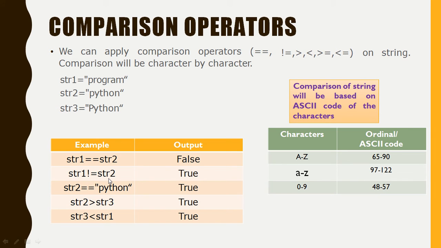Now let us see the examples here. String 1 is equal to string 2: false. If string 1 is not equal to string 2, it is true. Suppose string 2 is equal to "python", it is true, and string 2 greater than string 3 is also true, because the ASCII value of the small p is definitely greater than the ASCII value of capital P. String 3 less than string 2 is also true, because the ASCII value of the capital P is less than the ASCII value of small p. That's how.